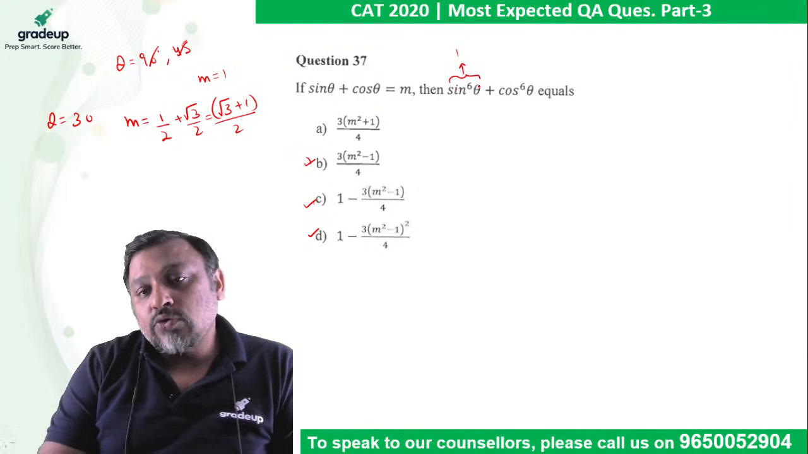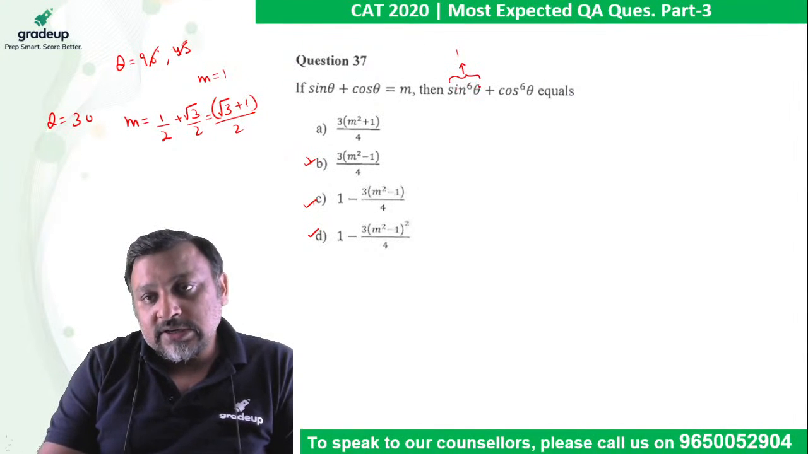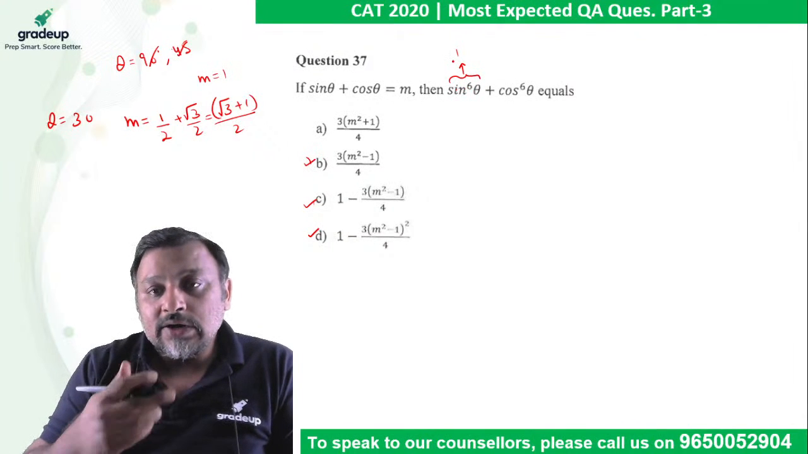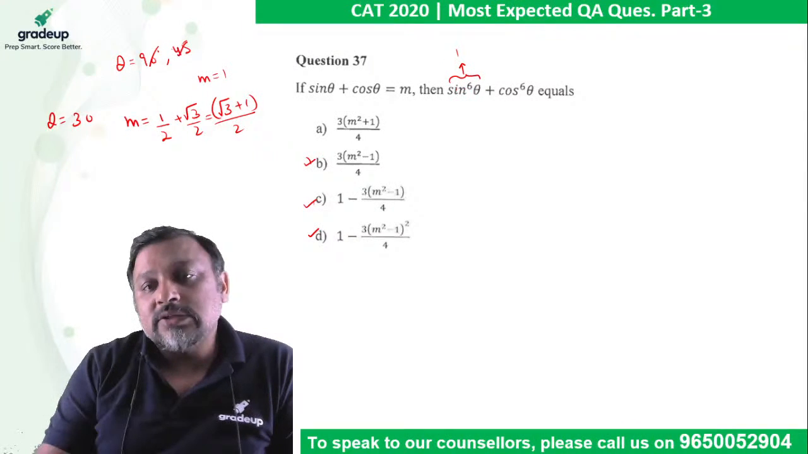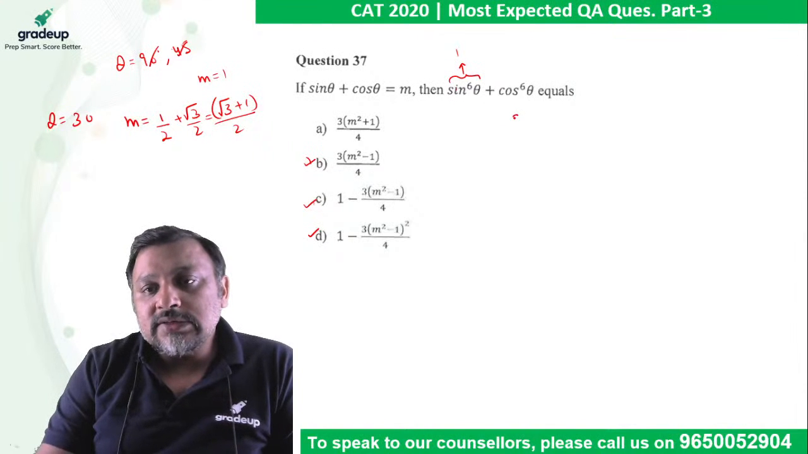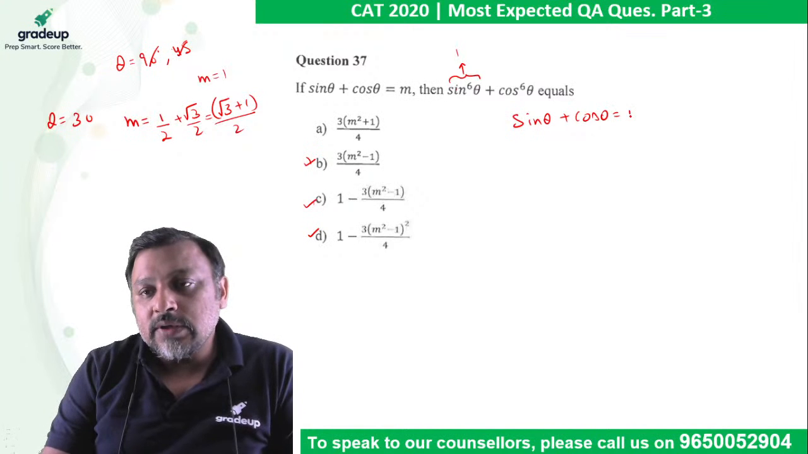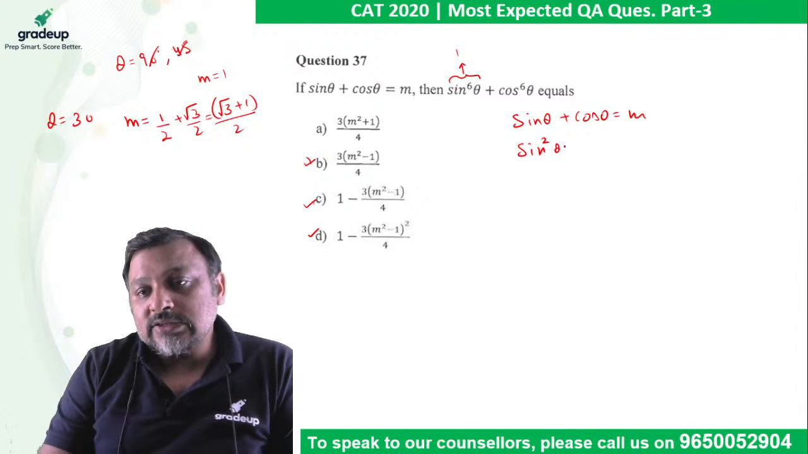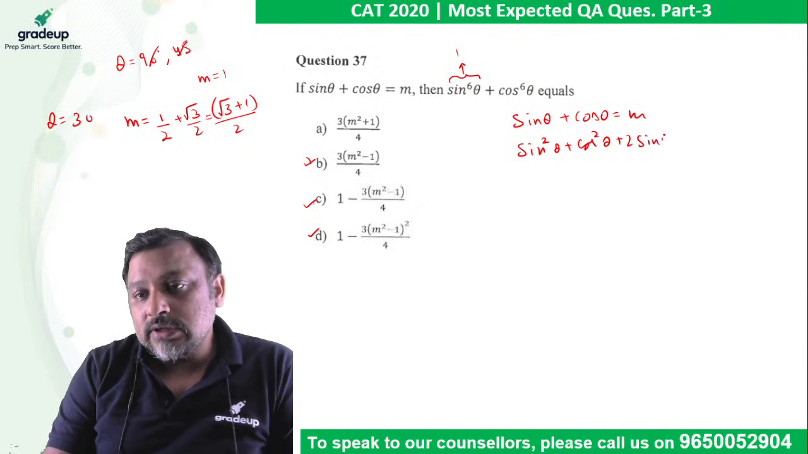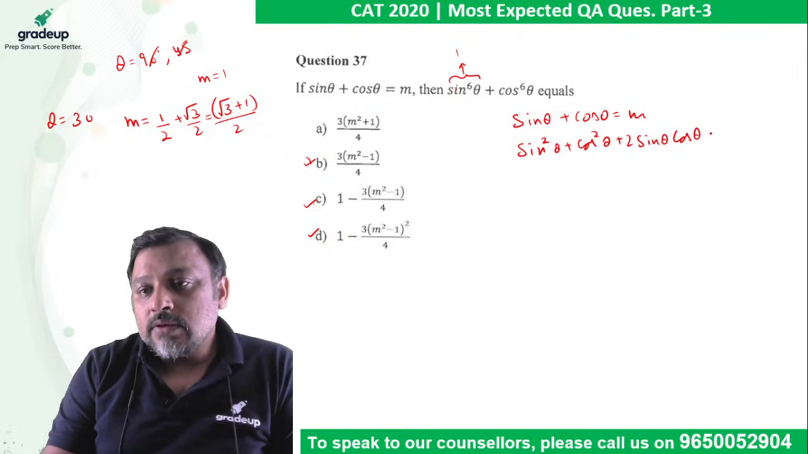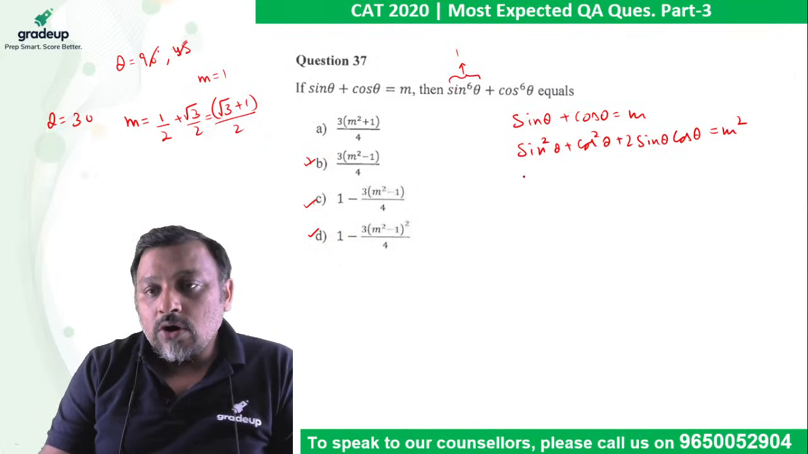Now I can substitute theta equal to 60 degrees here and simplify this. This will take a bit of time. It will be a bit time consuming. Okay, so another method of doing this is, we know sine theta plus cos theta is given to be m. So if I square both the sides, what I'll get is sine square theta plus cos square theta plus 2 sine theta cos theta is m square.